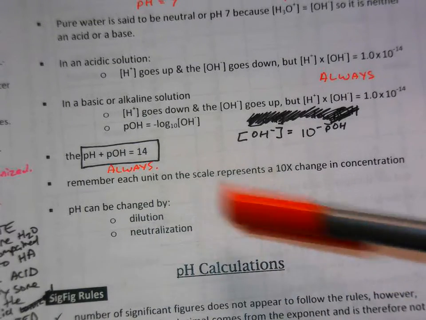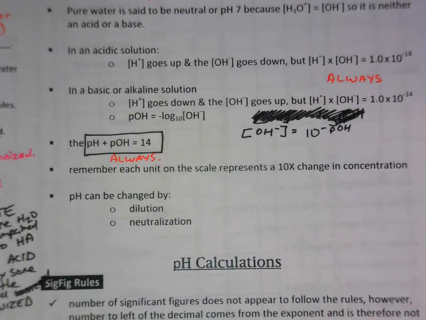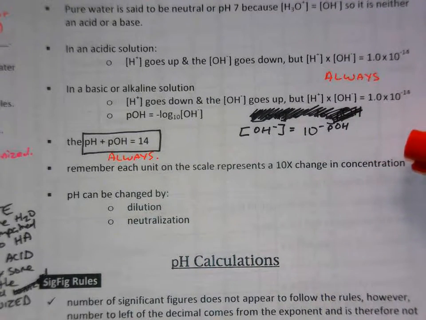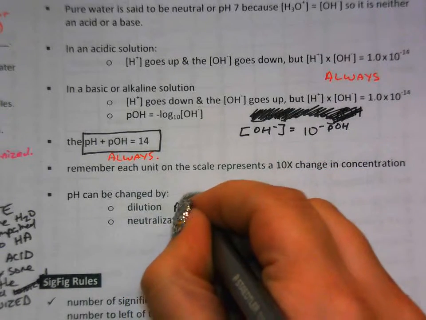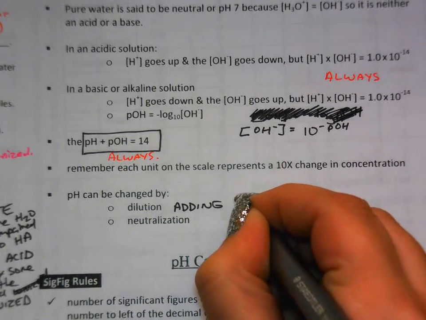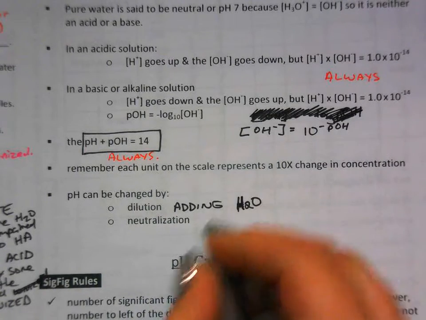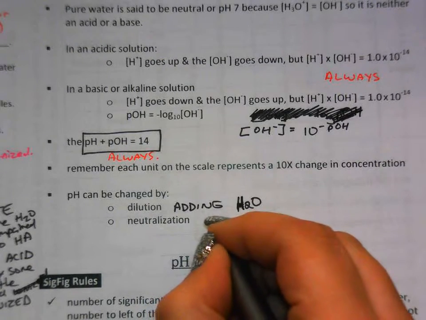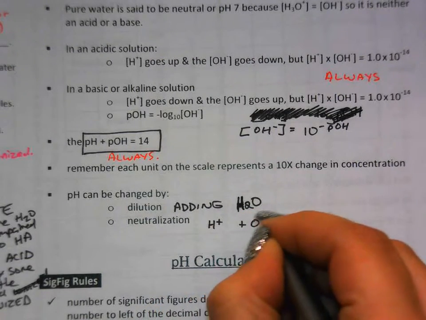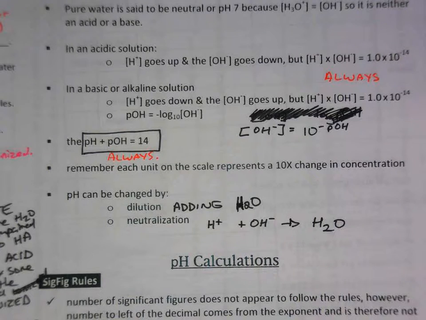So, every time that you have pH changing by 1 on that scale, it really means that it's 10 times a change in concentration. You can change concentration by diluting, adding water. Or you can neutralize, having the H plus and the OH negative, adding in whatever one you need to make water. Two different ways of adding extra water.